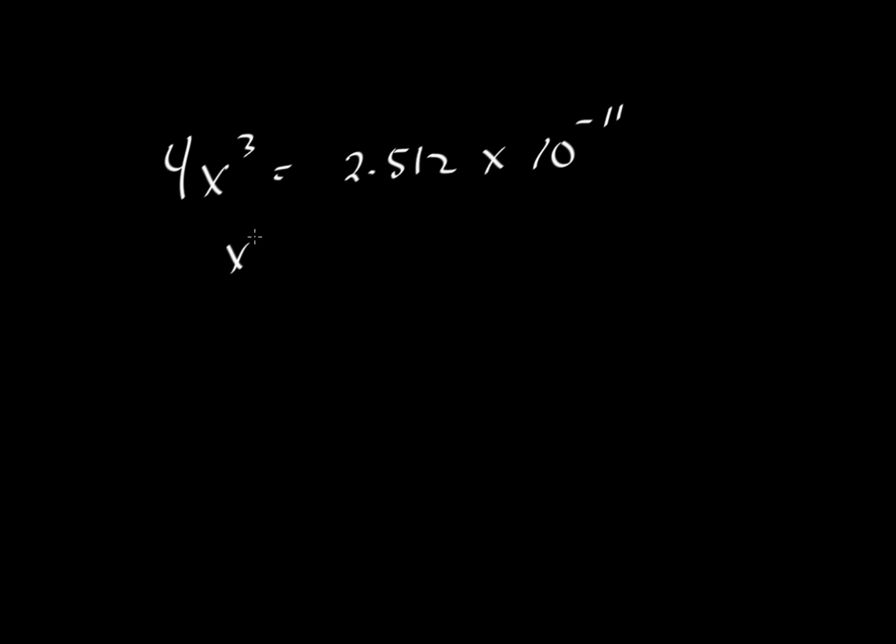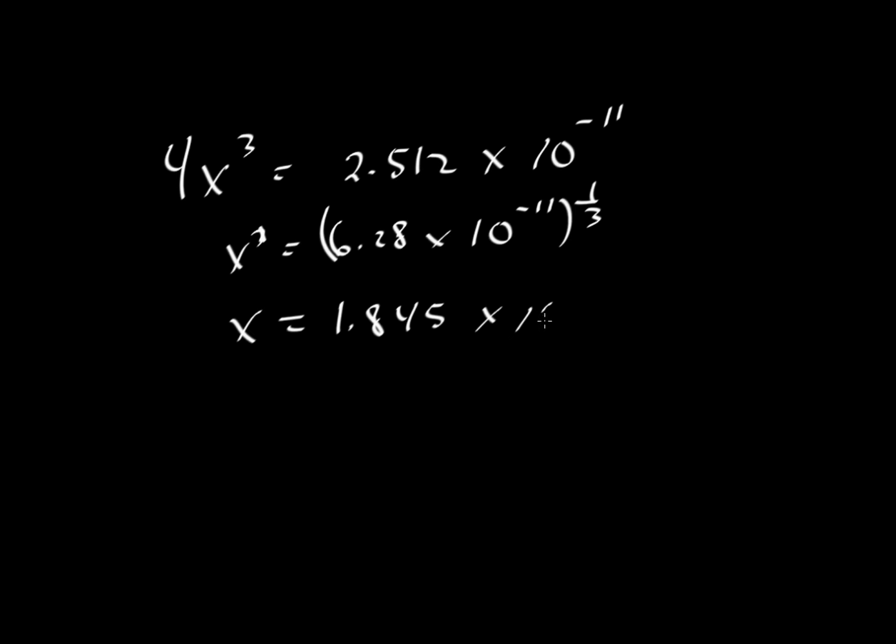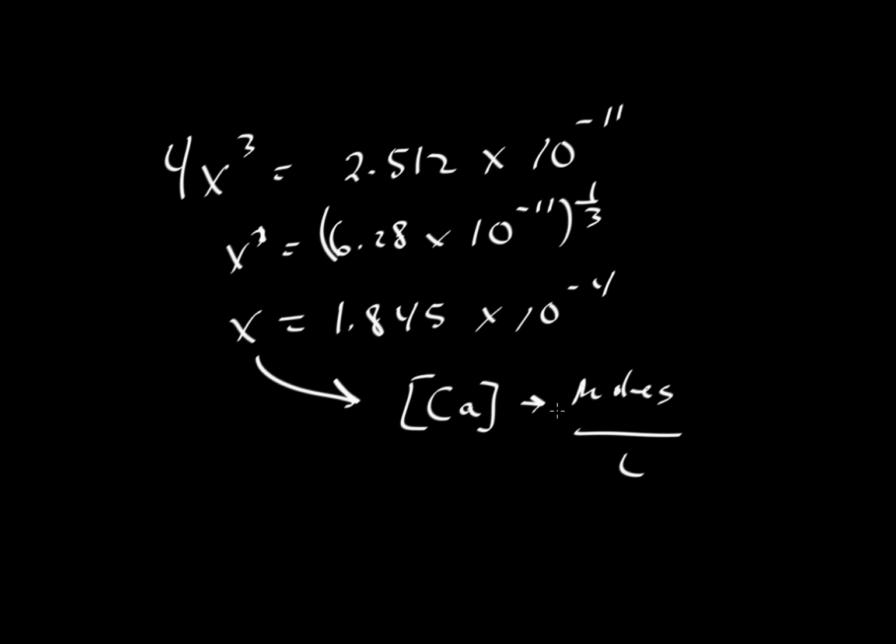We can say then that X cubed is equal to 6.28 times 10 to the minus 12, and to get rid of the 3, we can raise this to the 1/3 power, and so we get X is equal to about 1.845 times 10 to the minus 4. Now remember, X was defined as the concentration of calcium in units of moles per liter. So now this leads us directly to the concentration of calcium. Let's take this value and transfer it over to our next page.